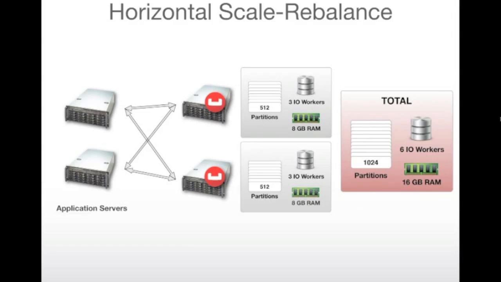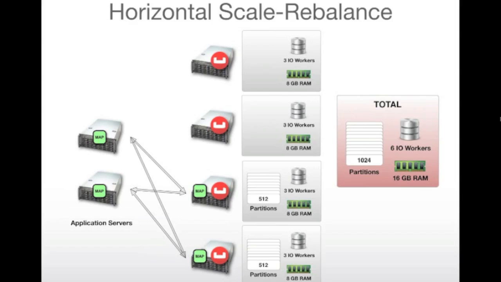Every node in Couchbase is identical. So when we have 8 gigs configured on this machine and we add another machine, we're basically adding another 8 gigs and another 3 I/O workers. This is our horizontal scaling. We can keep adding these servers horizontally and increasing our capacity of RAM and I/O workers.